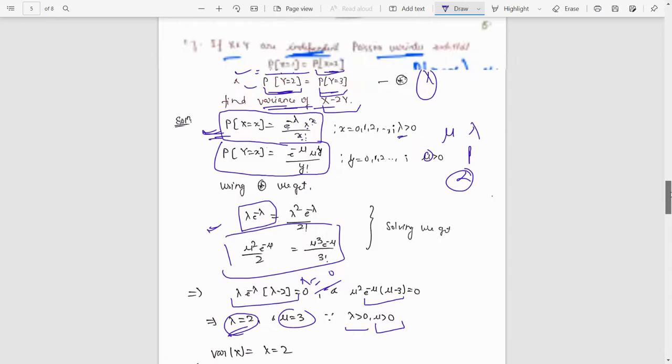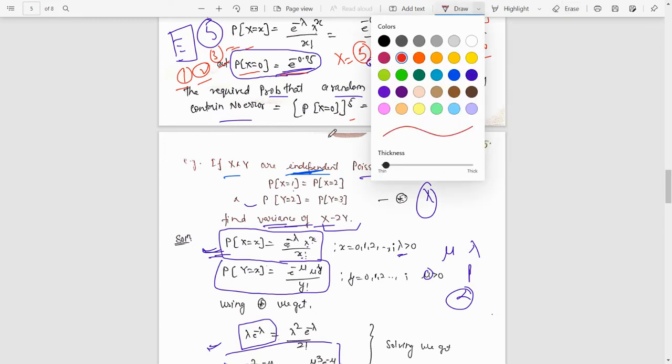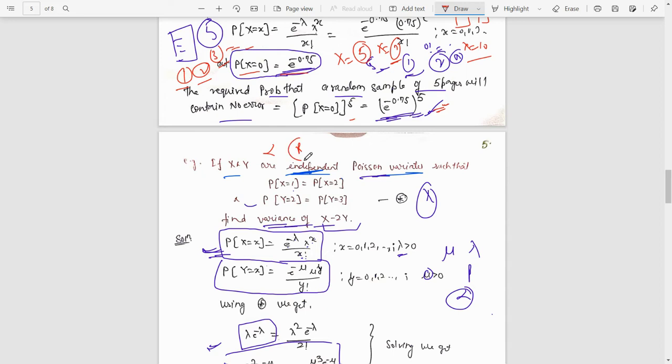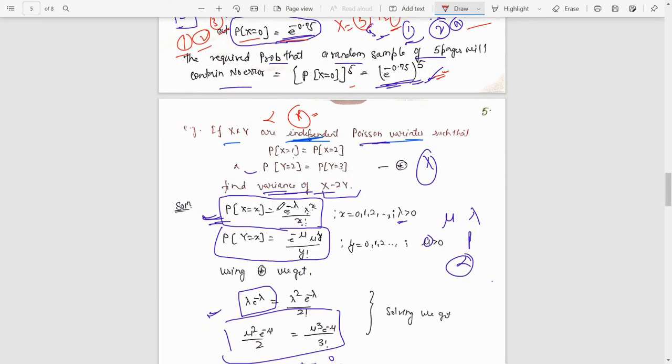Just a simple thing, nothing fancy you need to do. Put in the values you get for the Poisson distributions and find lambda for x and mu for y. You can assume any parameters, I assumed lambda, but you can assume alpha, beta or some other parameter. Just don't keep lambda in both places, because both are not the same distribution. Both are Poisson variates, but x may follow, say, Poisson 0.5, or y may follow Poisson 1.5. So the parameters can be different, though both are Poisson random variables. That's why we assumed lambda and mu separately.